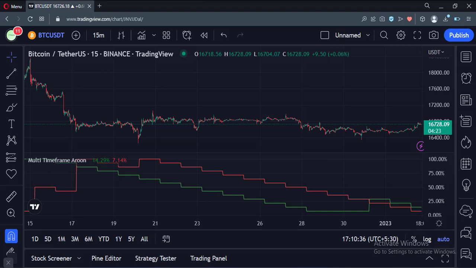So that's it. That's how you can implement the multi-timeframe Aroon indicator in the TradingView Pine script.